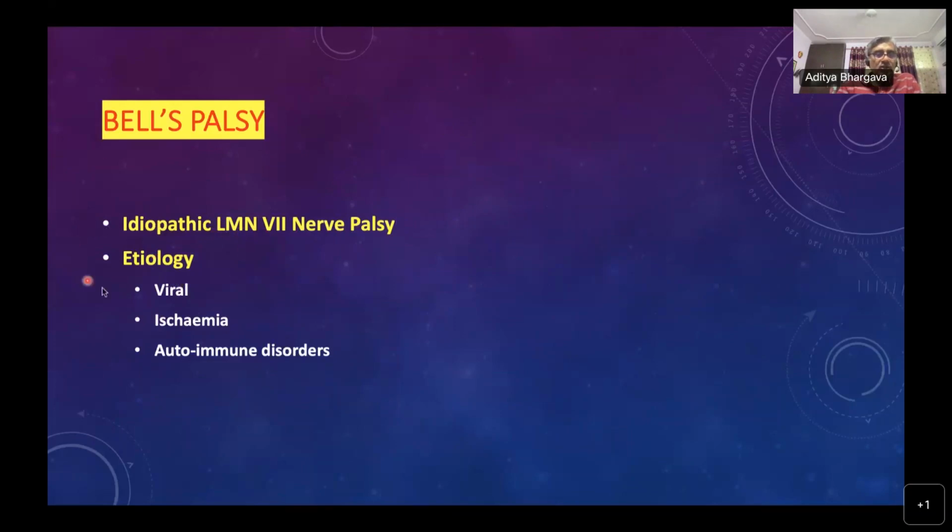What are the etiologies? There are various viruses which are incriminated for this. Then there is ischemia of the nerve. The vasa nervosum of the nerve is affected by viral infections or anything else. There is edema inside the canal, which hampers the blood supply and leads to ischemia of the nerve. Then there are autoimmune disorders around. All in all, this remains idiopathic.